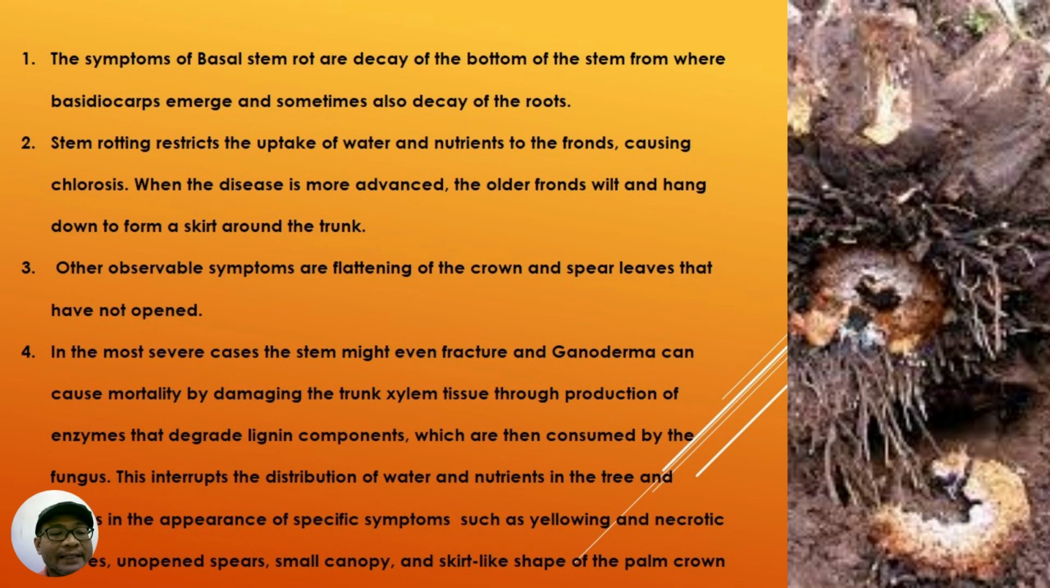In the most severe cases, the stem might even fracture, and Ganoderma can cause mortality by damaging the trunk xylem tissue through production of enzymes that degrade lignin components, which are then consumed by the fungus. This interrupts the distribution of water and nutrients in the tree and results in the appearance of specific symptoms such as yellowing and necrotic leaves, unopened spears, small canopy, and skirt shape of the palm crown.